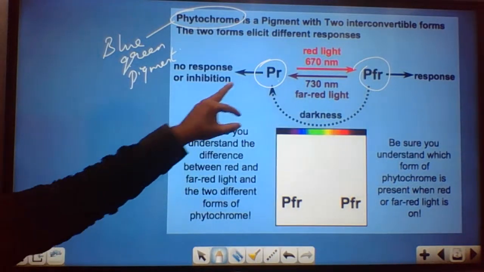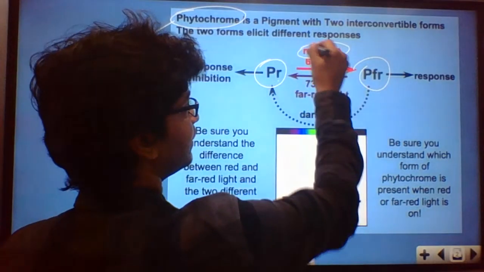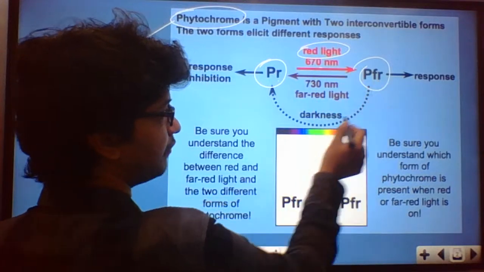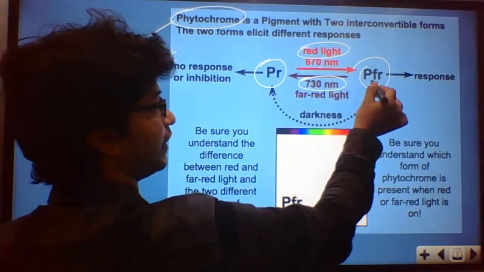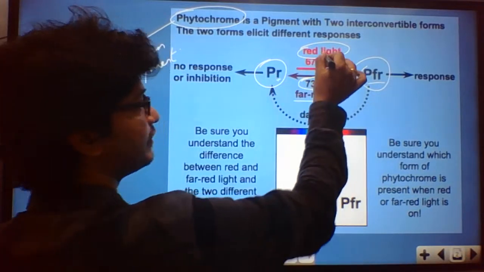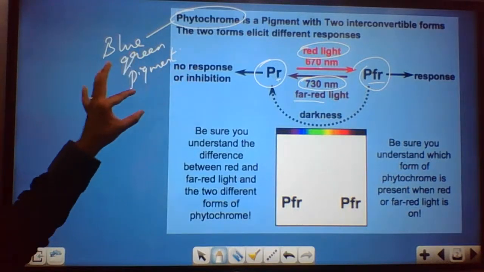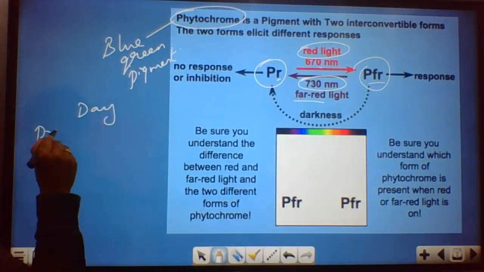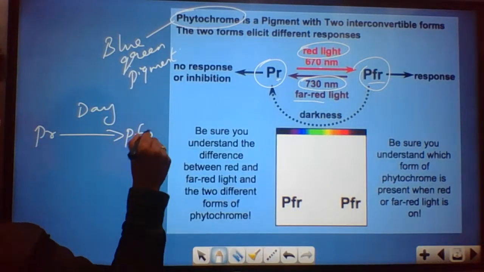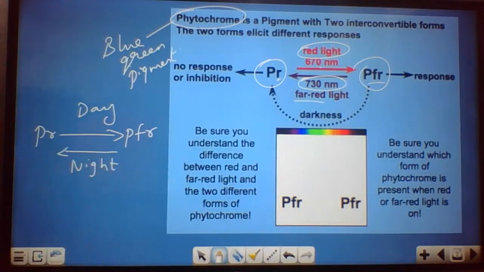PR absorbs red light at 670 nanometer, and PFR is activated in the darkness at 730 nanometer. FR stands for far red and R stands for red. What happens to PR and PFR? In the daytime, PR is converted to PFR. The same in the night time: in the darkness, PFR is converted back to PR.